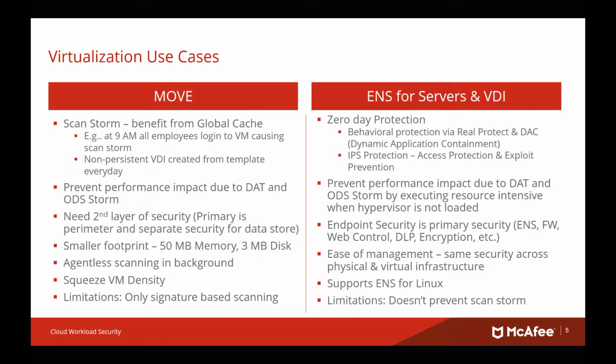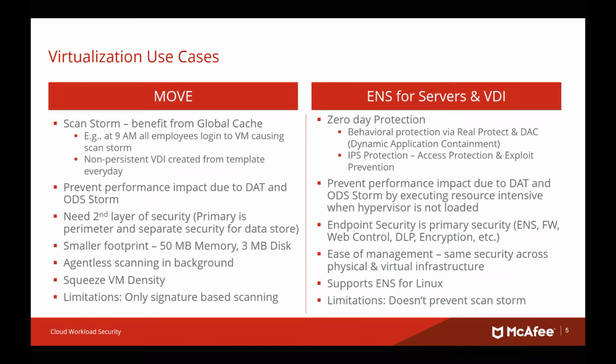You'll need a second layer of security. The primary is the perimeter, and then you have a separate security for your data stores as well. It also has a smaller footprint. Again, this is specifically for VDI to reduce the resource intensity that is put on these virtual environments. It's a small footprint. It's an agentless scanning capability in the background. You can squeeze more VMs into that density, and like I said before, it's only signature-based scanning.